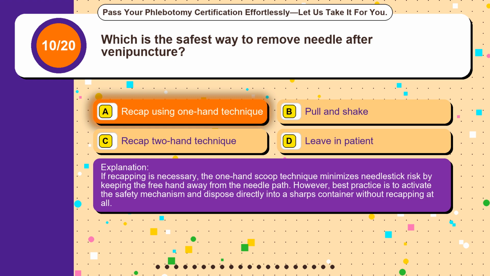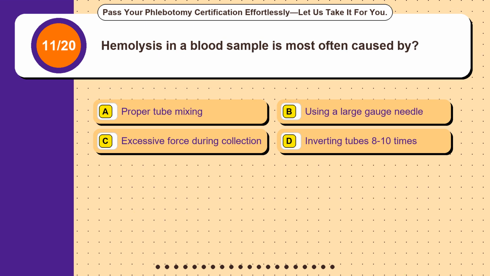If recapping is necessary, the one-hand scoop technique minimizes needle stick risk by keeping the free hand away from the needle path. However, best practice is to activate the safety mechanism and dispose directly into a sharps container without recapping at all. Question 11.